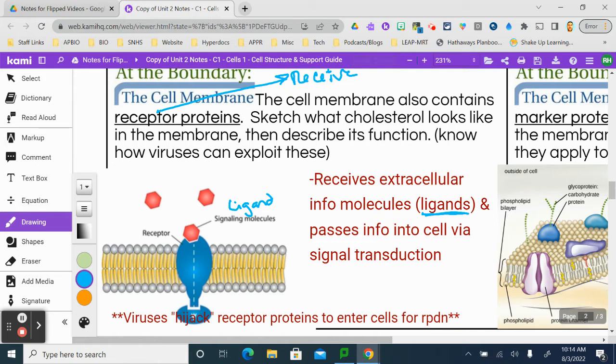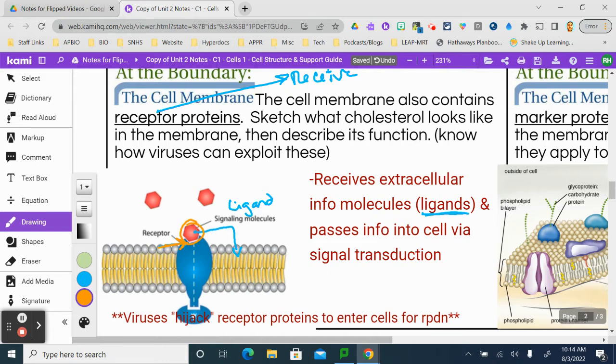Well, you need some sort of way of actually receiving the information. Because notice that this huge thing, which could be polar, can't just make it through. Not only is it too big, but potentially it's polar, so it can't make it through. So how does the cell actually receive that information? It has these receptor proteins. Receptor proteins have a very, very unique shape to them. And that unique shape on the outside fits perfectly with the signaling protein, or the signaling molecule, let's say.